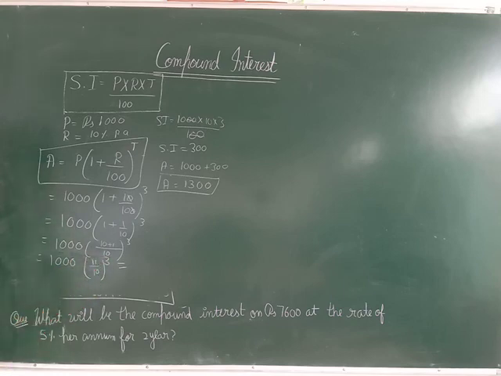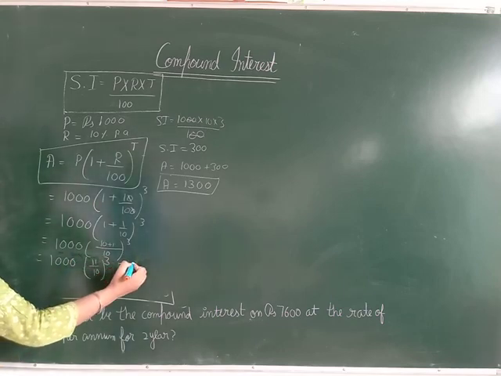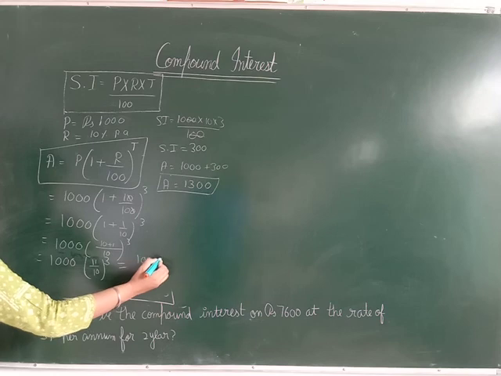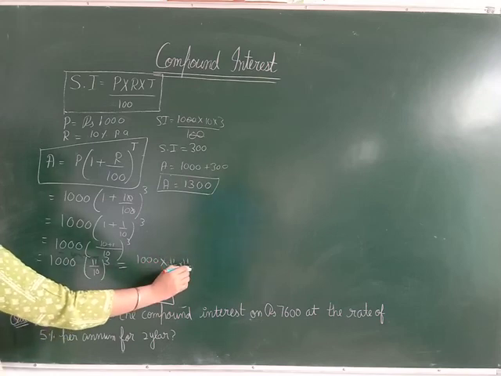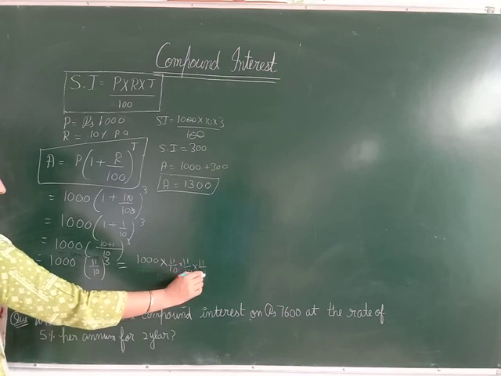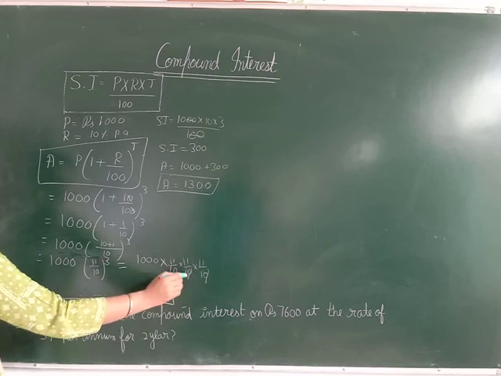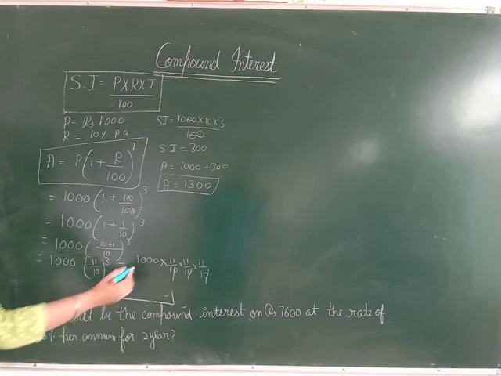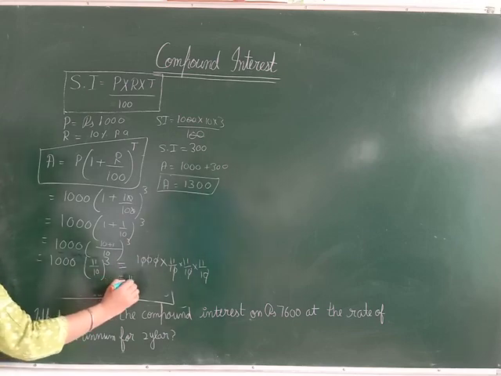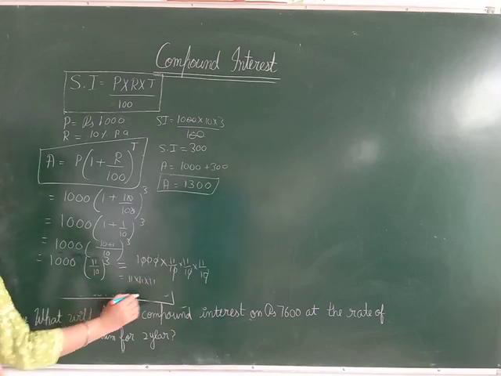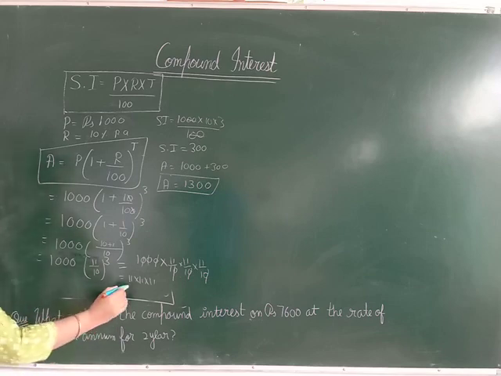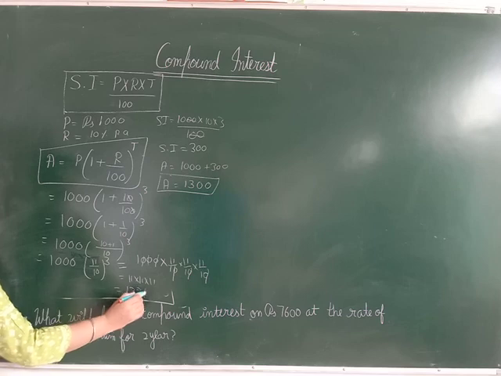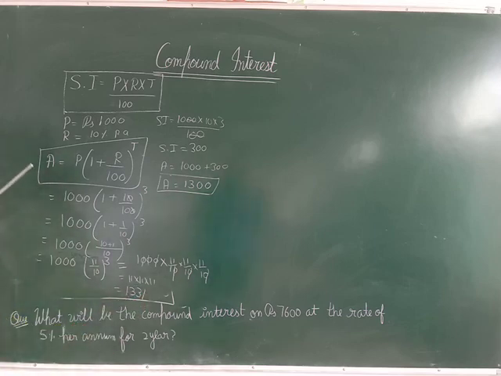Now raised to the power 3 means you have to multiply it 3 times. So it becomes 1000 into 11 by 10 into 11 by 10 into 11 by 10. Now cancel the terms. So the 0s will be cancelled and 11 into 11 into 11, and the value that you got is 1331. So by the formula your calculation becomes easy.